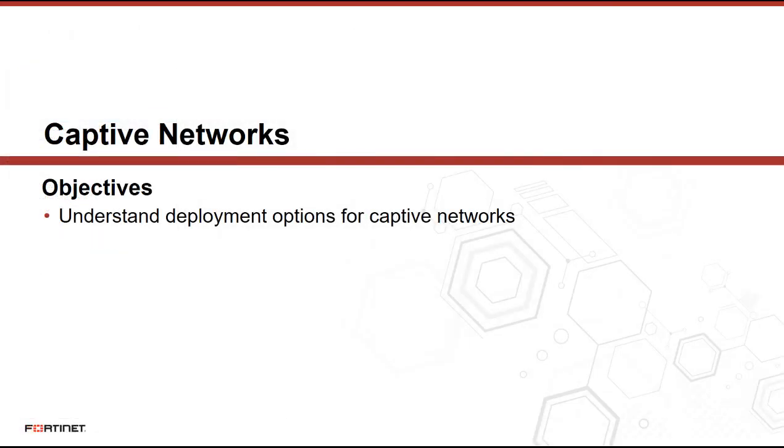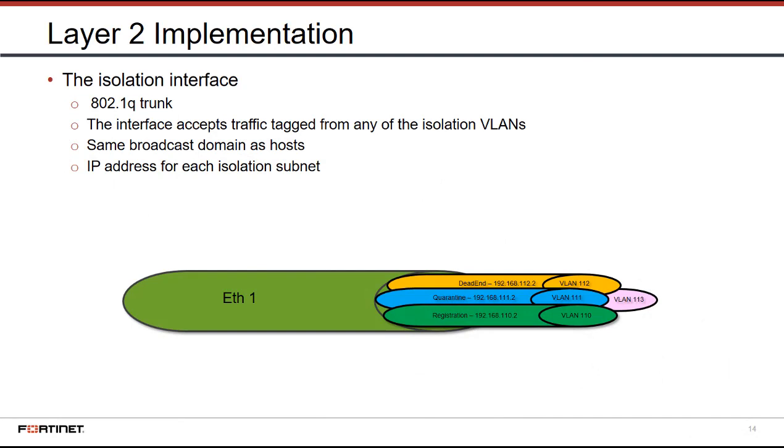Now we'll take a look at the two primary deployment options for our captive networks. The first is a layer 2 deployment, or we often call this a flat deployment. In this type of deployment, each isolation network is just one big flat network. So we have a registration network, for example, and it spans throughout our entire environment. So it's one large broadcast domain. It's one big VLAN that is used at every location for registration.